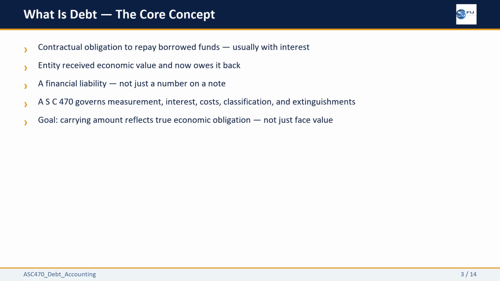Here is the key thing to understand about debt from an accounting perspective. It is not simply what a company borrowed. It is a financial liability. The entity received real economic value, and it now owes that value back under specified contractual terms. Most people assume the number on the balance sheet is just the loan amount, but that is not what happens under ASC 470. The standard requires the carrying amount to reflect the true economic obligation at every point in time, including the effect of fees, discounts, and premiums. That distinction is what this entire course is built on.